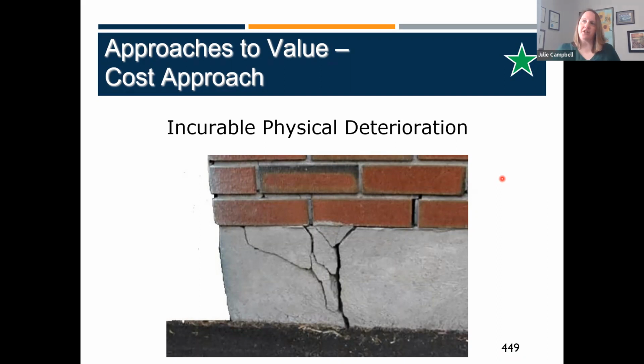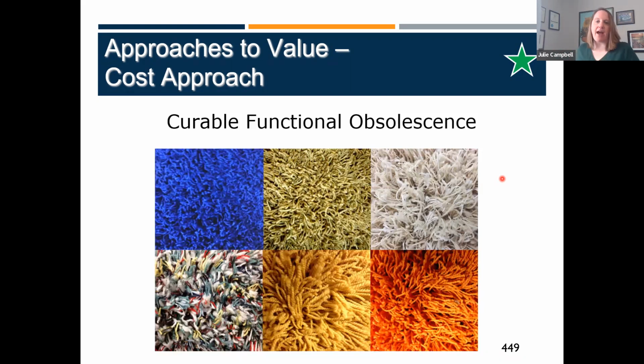Another category of depreciation is functional obsolescence. Things that just aren't functional anymore. They're outdated. And again, we have curable functional obsolescence. Things that are economically feasible to fix. My bedroom growing up as a child, I had blue shag carpet. And I wish it looked as good as this blue shag carpet you're looking at in this picture. I wish it was that pretty. That would be a curable functional obsolescence. You can rip the carpet up and put new carpet down.